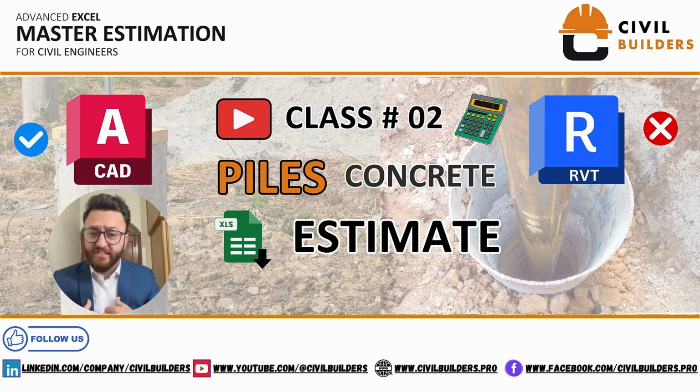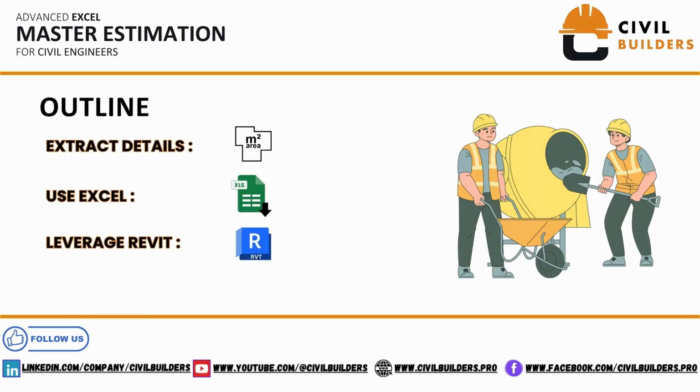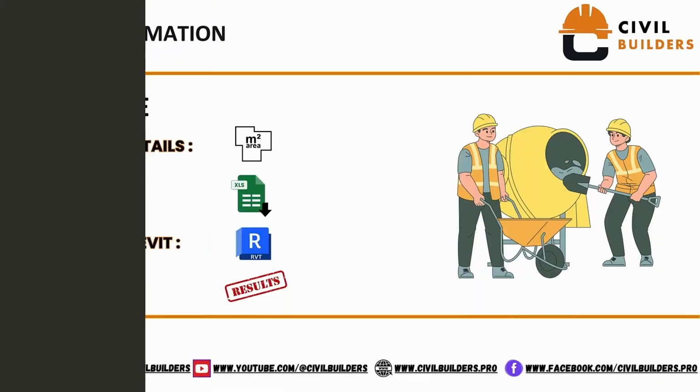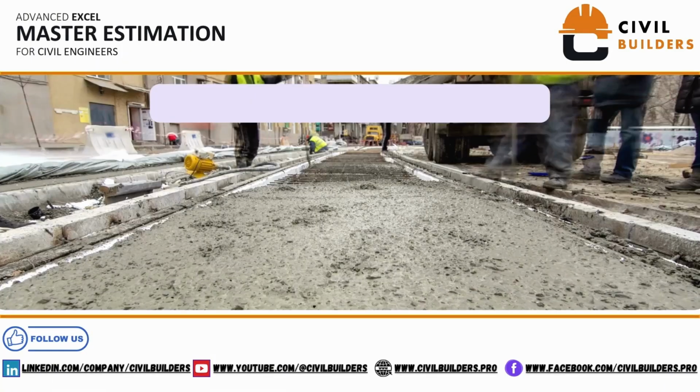I am Engineer Arsalan. In this video, we start by reviewing the drawings and extracting the required dimensions. These dimensions will then be input into an Excel spreadsheet to manually calculate the concrete volumes, as well as the quantity of cement bags, sand and crushed stone. Next, we use Revit to perform the same calculations automatically using its built-in tools. Finally, we compare the results from both methods and review them.